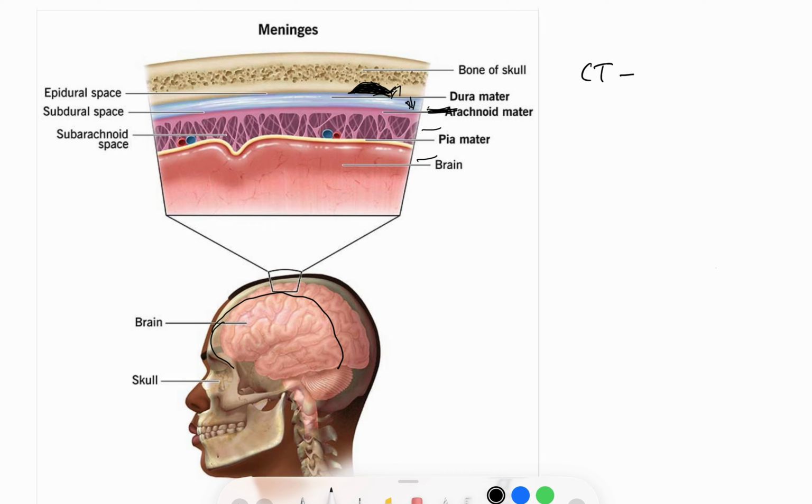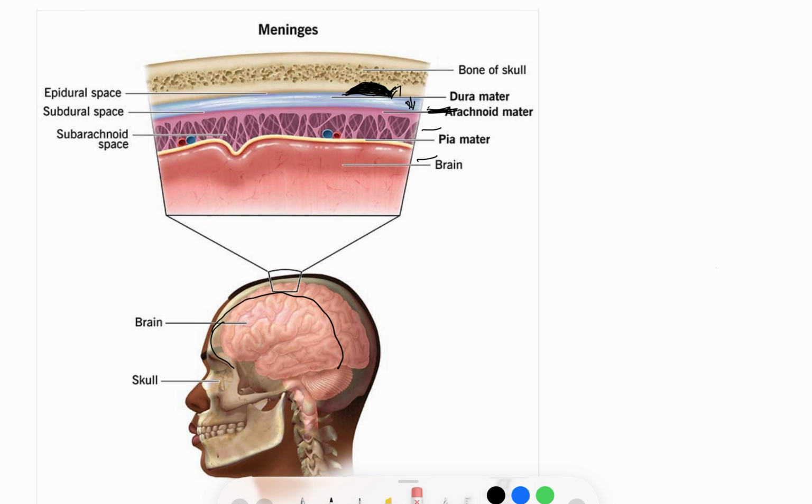So when we check the CT scan of the patient, there will be a convex image shown. See, that is a convex here. This is convex shaped. Convex shaped image is seen in the epidural space of the patient when the patient is having an epidural hematoma. Very, very important. Convex shaped is seen in epidural hematoma. Okay, now we go to the subdural hematoma.